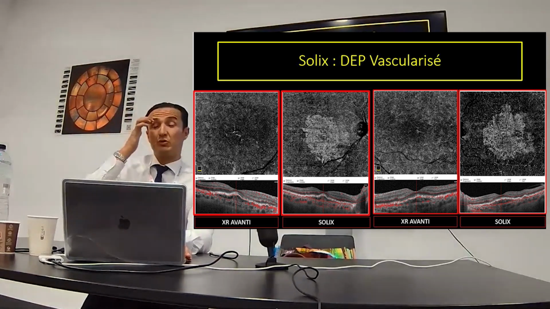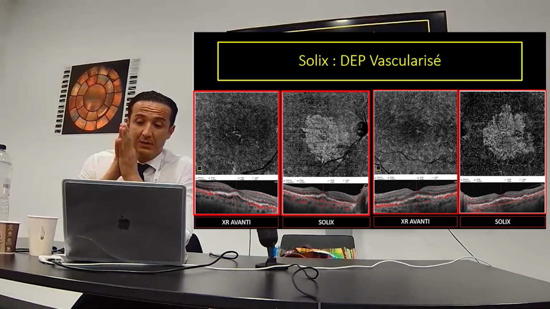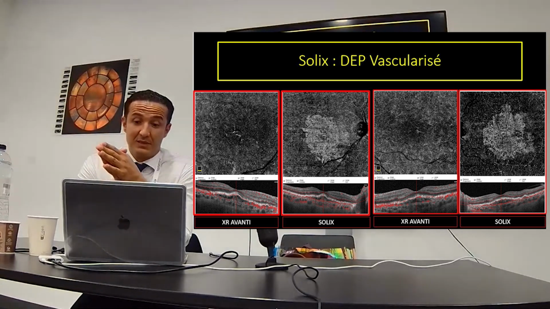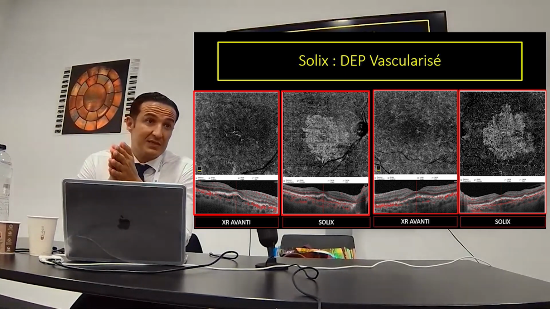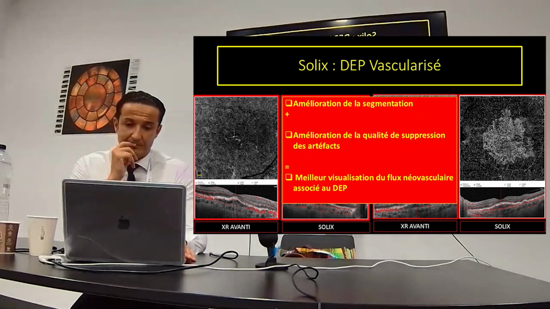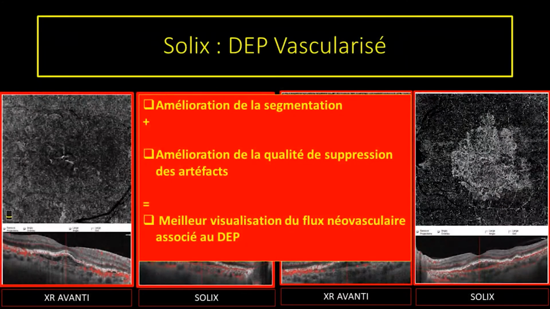We can compare two generations of OCT. Look, in this case of vascular PED, with XR Advantage compared to the Solix. And look at the difference of the segmentation. Now we can identify the CNV within the PED. Before, it was difficult due to the problem of the segmentation. So, improvement of the segmentation and improvement of the PAR software give a better visualization of neovascular flow associated with PED.